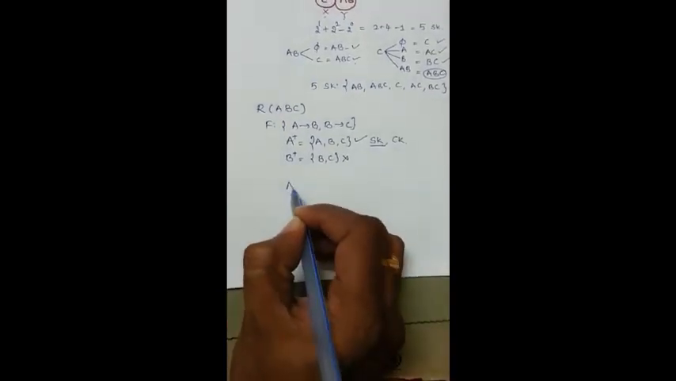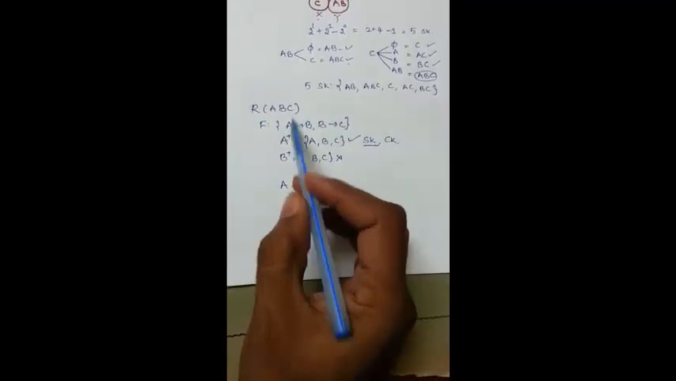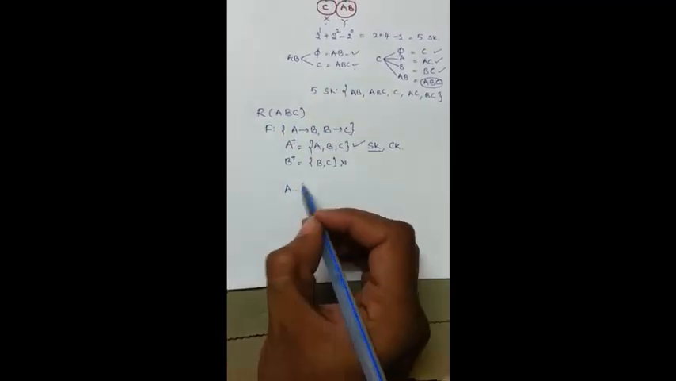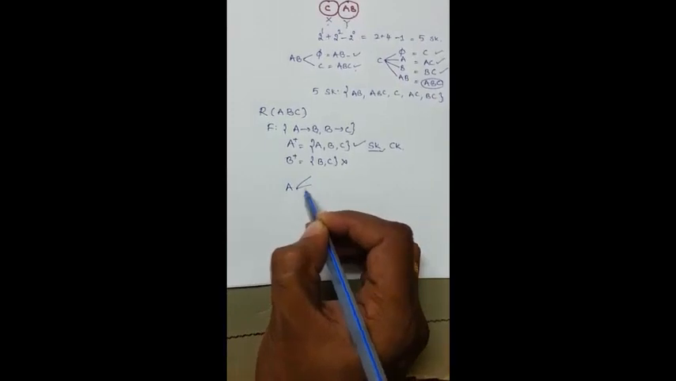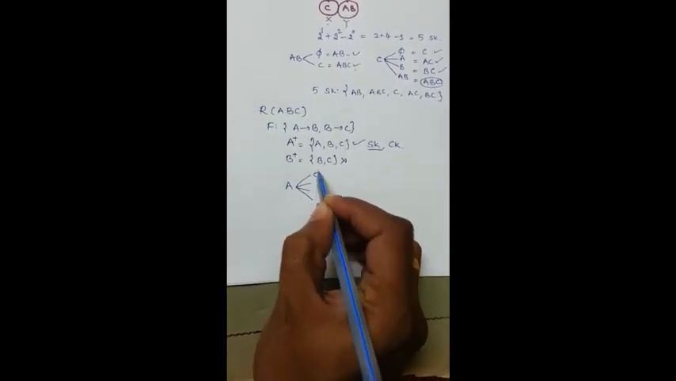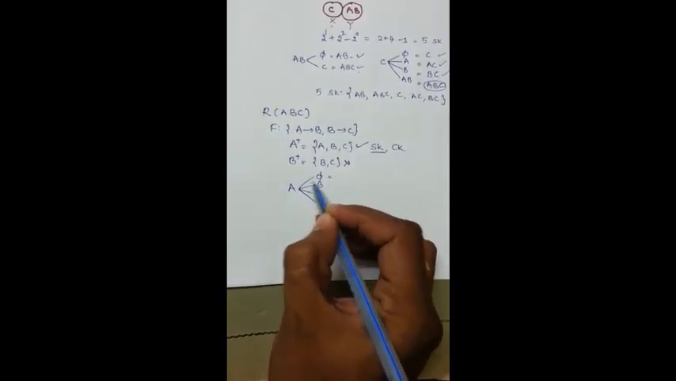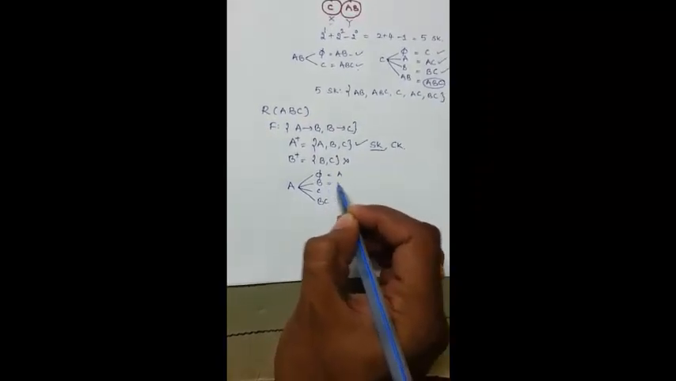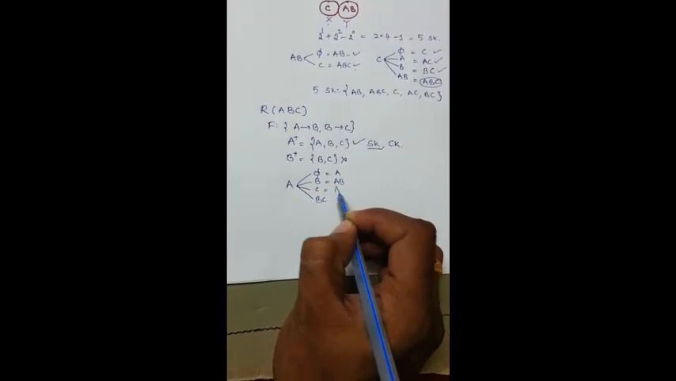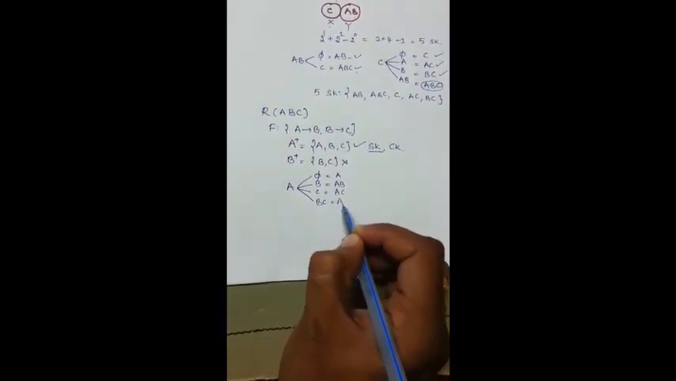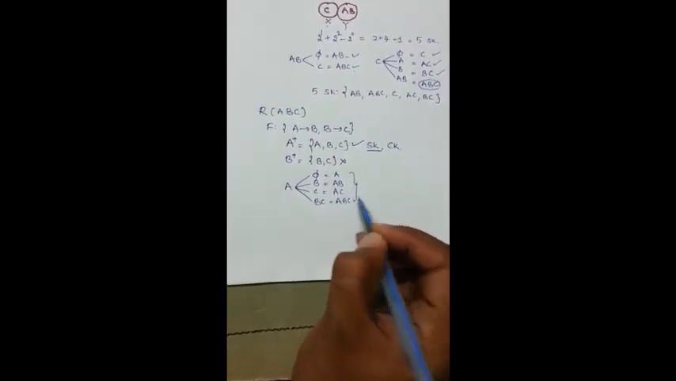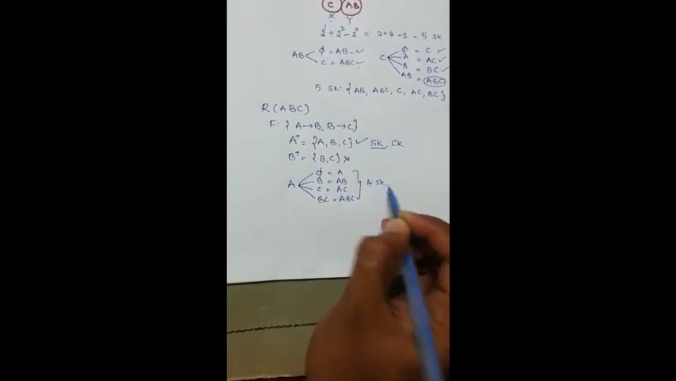When A is a candidate key, the other attributes are both B and C. With B and C, the possible subsets are 4, like phi, B, C, BC. A with phi, A; A with B, AB; A with C, AC; and A with BC, ABC. There are totally 4 super keys.